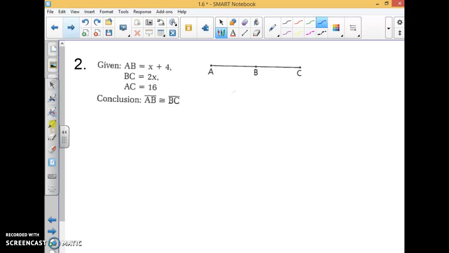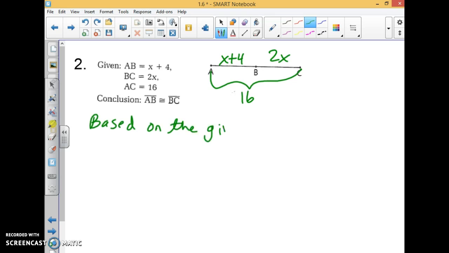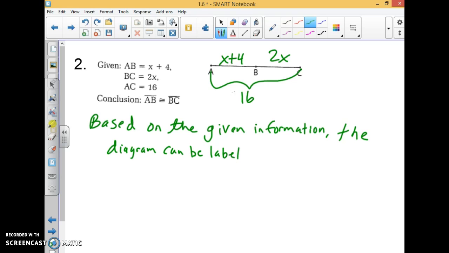This next one's a little different. You can see it obviously involves some algebra. So I want you to pause the video real quick and label your diagram. Okay, hopefully your diagram is labeled so that it looks like that. And we can start our paragraph proof. We can start by just explaining that we labeled the diagram. So, based on the given information, the diagram can be labeled as shown above. Always good to label your diagram.